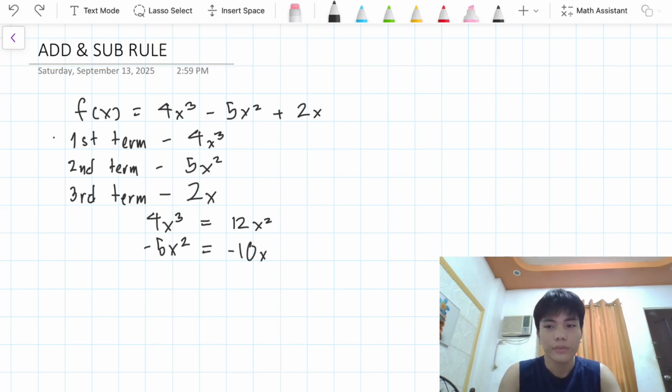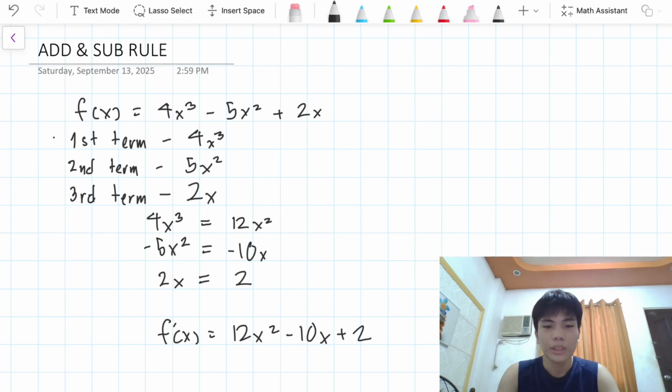And the derivative of negative 5x squared is negative 10x, because 2 times negative 5 is equal to negative 10. The exponent decreases to 1. And now the derivative of 2x is 2, because the derivative of x is 1 multiplied by 2. Lastly, we combine with their signs. So f prime of x is equal to 12x squared minus 10x plus 2. There we got the final answer.